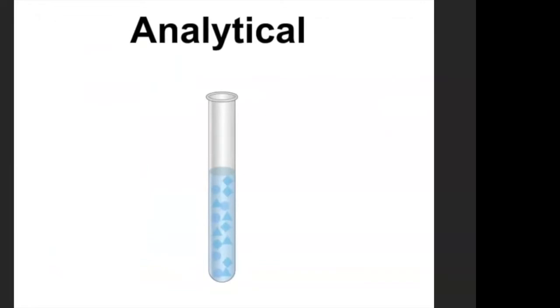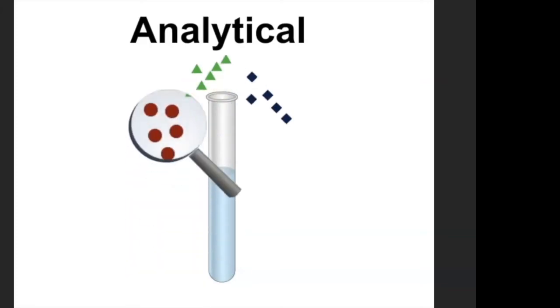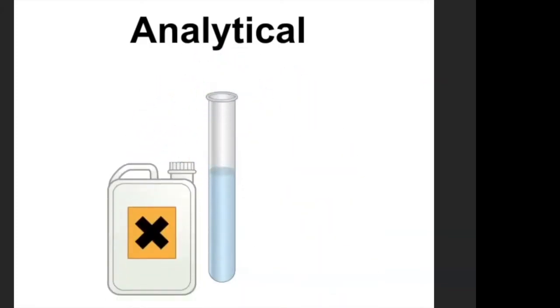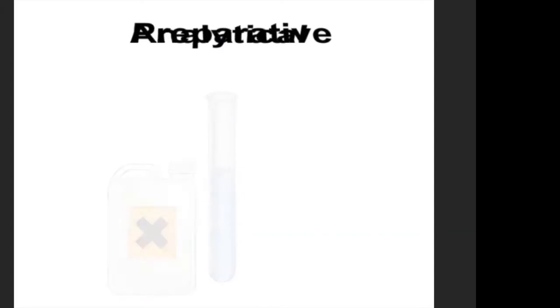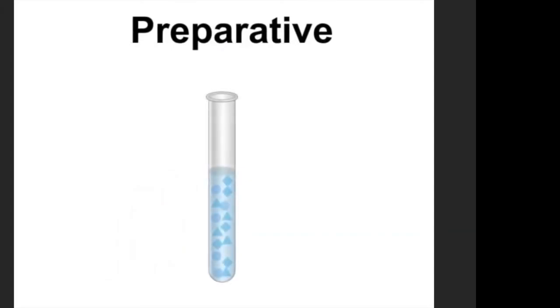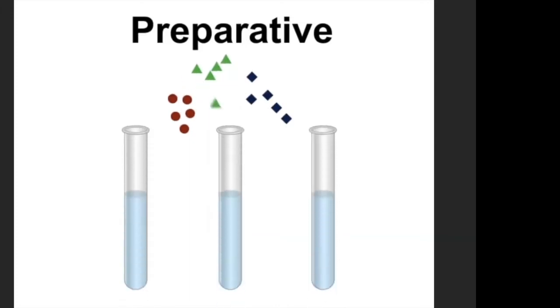HPLC is introduced to a small volume sample. The HPLC instrument is used to purify the mixture, and the desired amount of each component is collected in fractions.